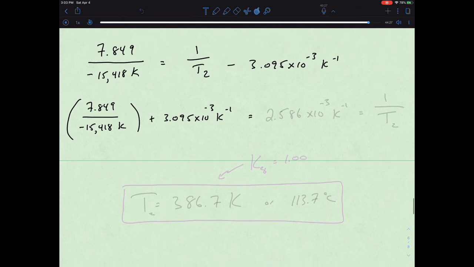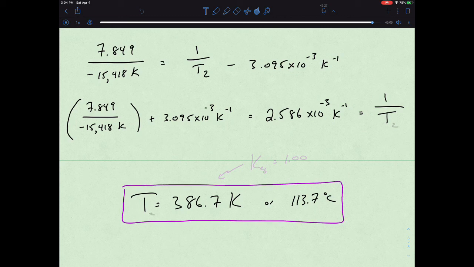That's equal to 2.586 times 10 to the negative third Kelvin to the minus 1, and that is equal to 1 over our temperature. And so now I can take the inverse of that, and I end up with my temperature equal to 386.7 Kelvin, or 113.7 degrees Celsius.